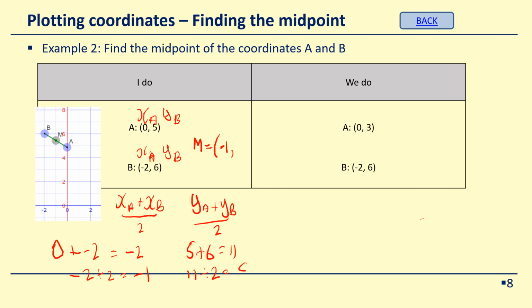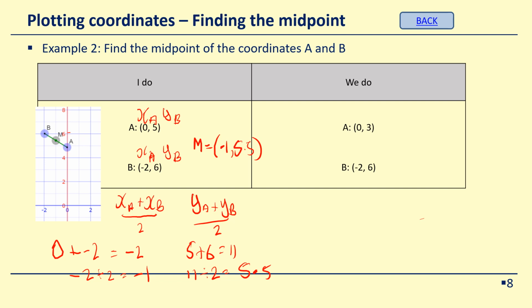11 divided by 2 is 5.5. So 5.5. And if you look, 2, 4, 5, there's 6. So it's halfway between 5 and 6, so it's a half. So the answer is minus 1, 5.5.